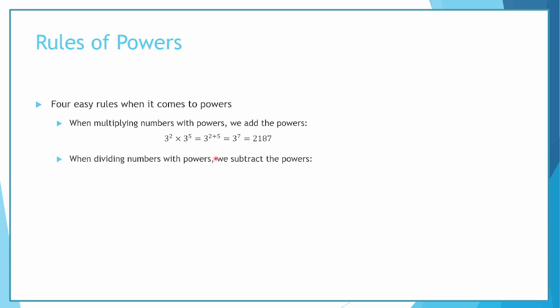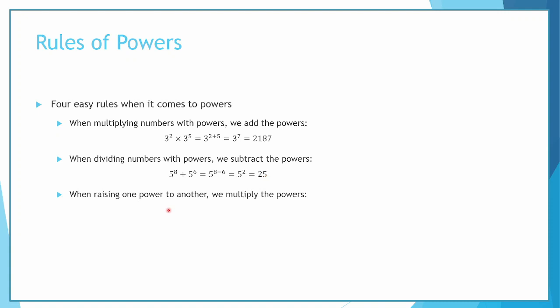When dividing numbers with powers, we do the opposite of what we did when we multiply. So instead of adding the powers, this time we're going to subtract the powers. So here we have 5 to the power of 8 divided by 5 to the power of 6. That's going to give us 5 to the power of 8 minus 6, which is 5 to the power of 2, which is 25.